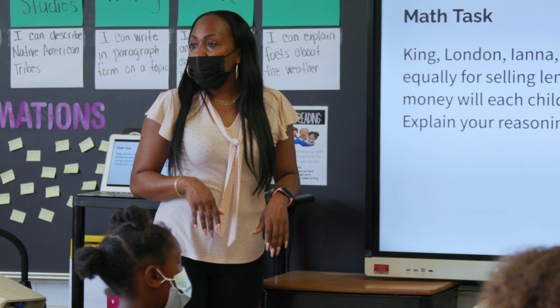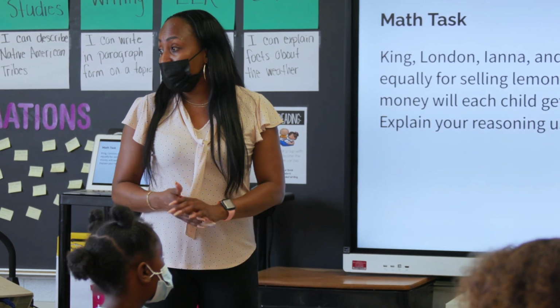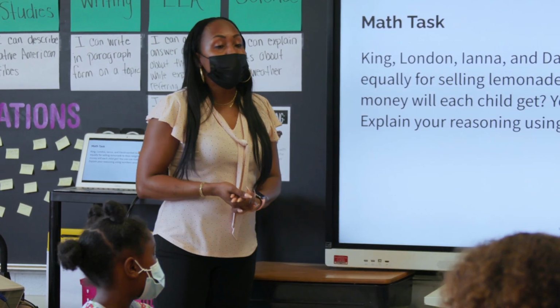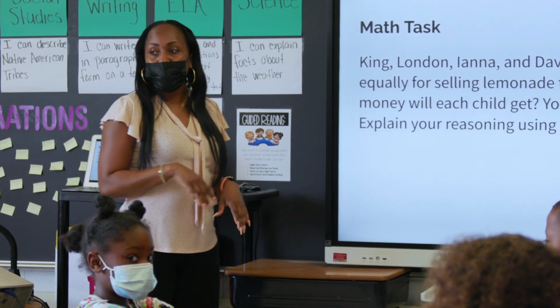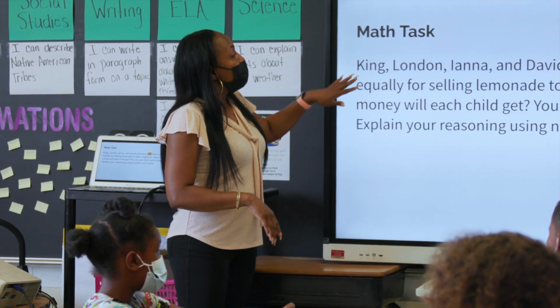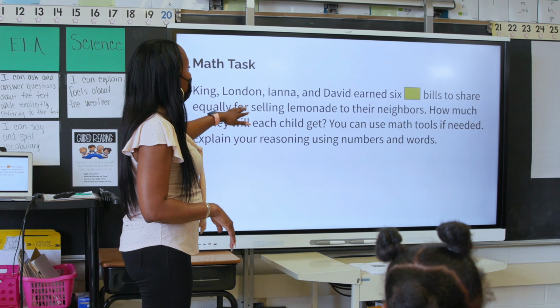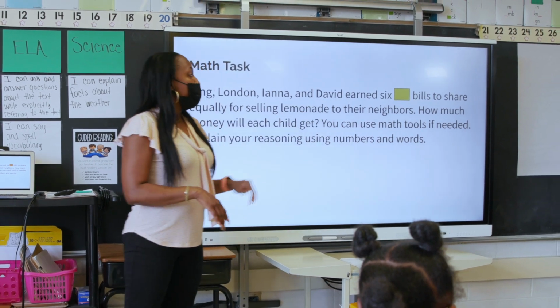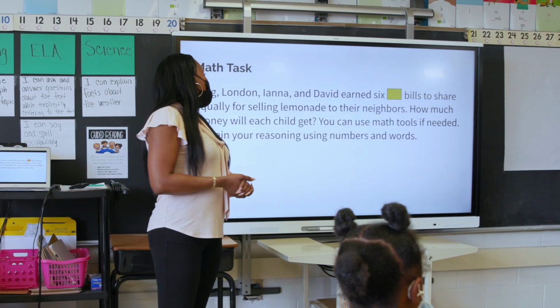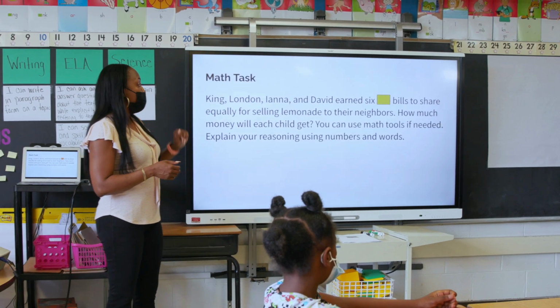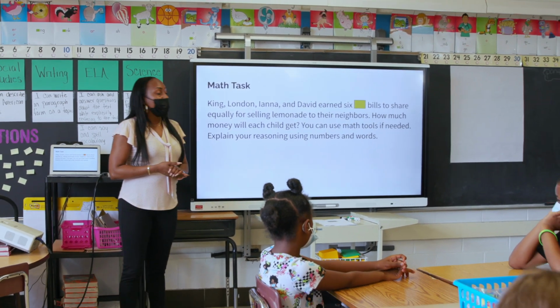Let's go ahead and jump into our math task. Listen very carefully and I'll read it to you. And then we will dissect it. We'll pull it apart so that everyone understands everything. So we have King, London, Ayana, and David. They earned 6 bills to share equally for selling lemonade to their neighbors.